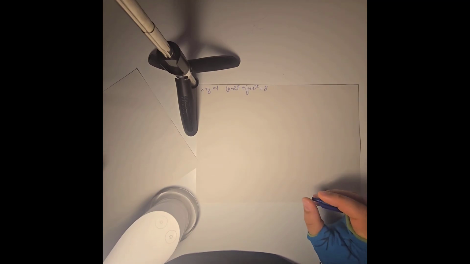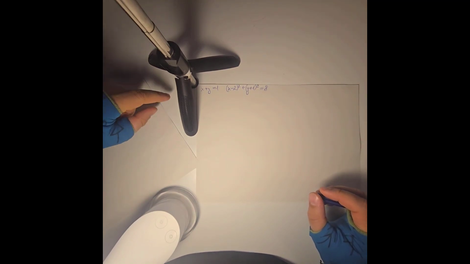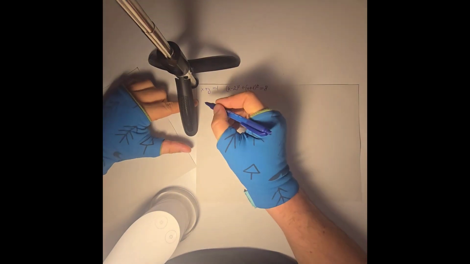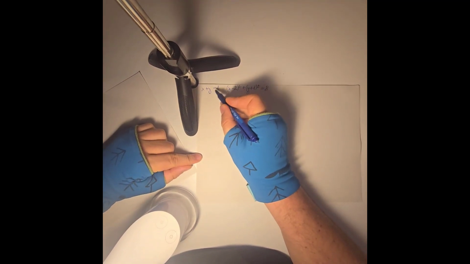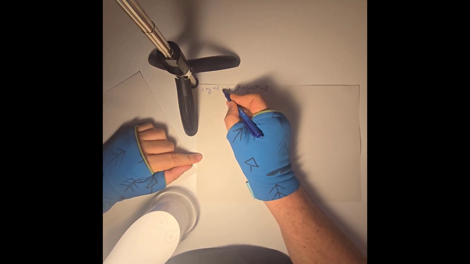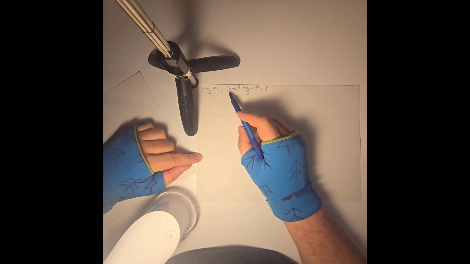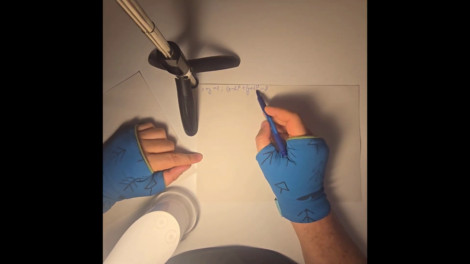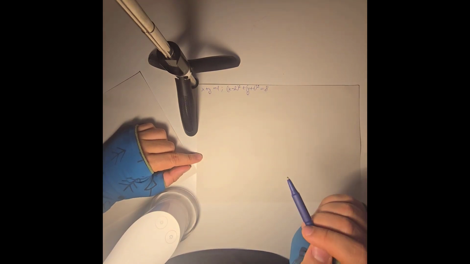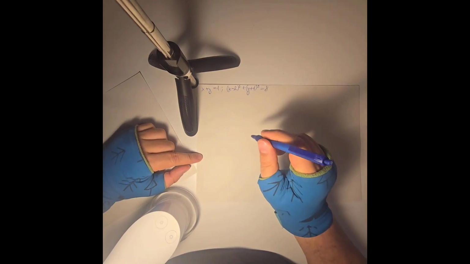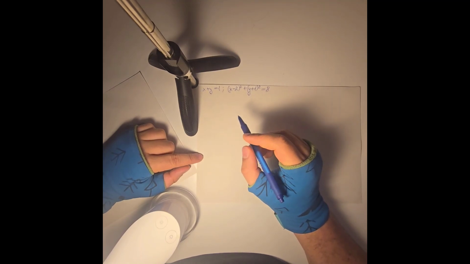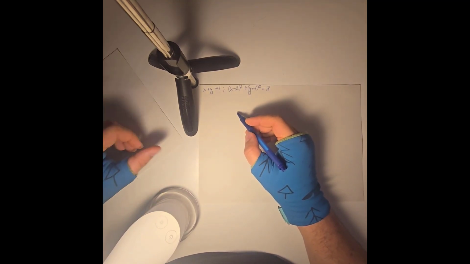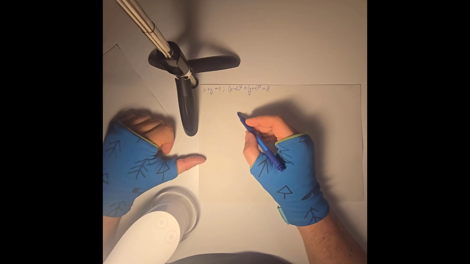Today we'll be solving the following problem. We have two equations. Equation 1, x plus y equals 1, and equation 2, (x minus 2) squared plus (y plus 1) squared equals 8. What we're going to do is see where these two equations intersect each other.